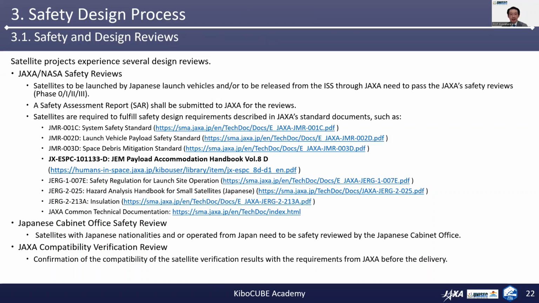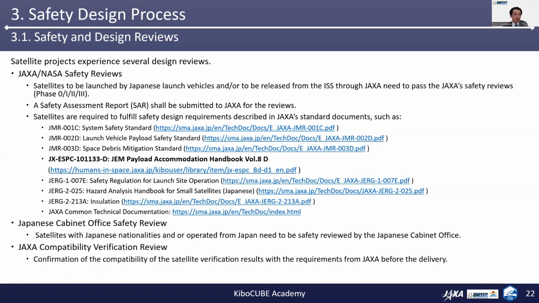The first one is the JAXA-NASA safety review. So satellites to be launched by Japanese launch vehicles and or to be released from the ISS through JAXA need to pass the related safety reviews organized in several steps, starting from phase 0 to phase 3. A safety assessment report, or just SAR, shall be submitted to JAXA for the reviews. Satellites are required to fulfill safety design requirements described in JAXA's standard documents. I have picked up some of the most relevant ones below.